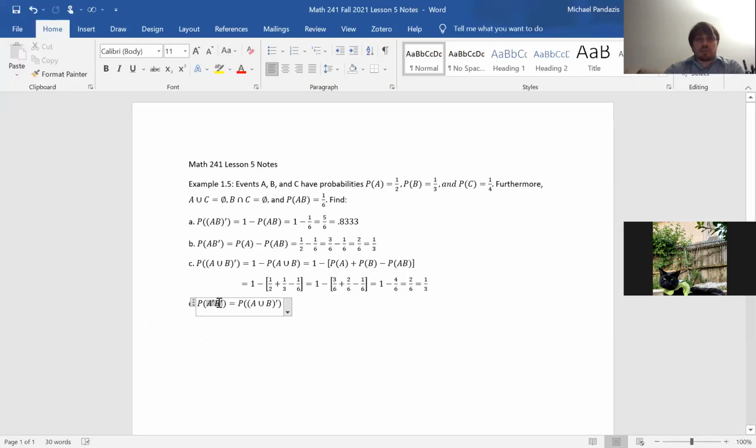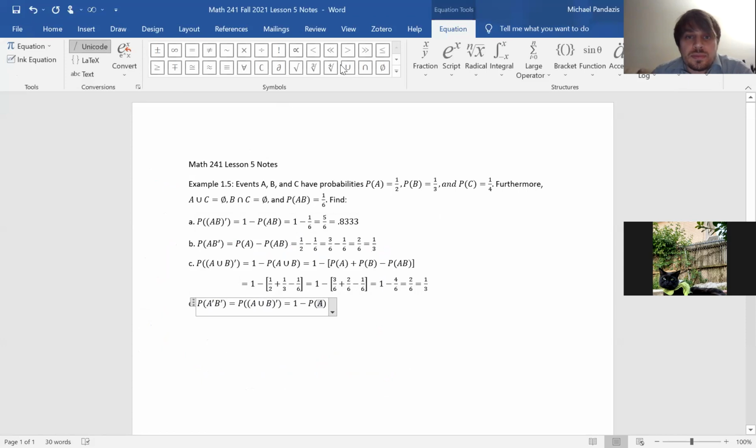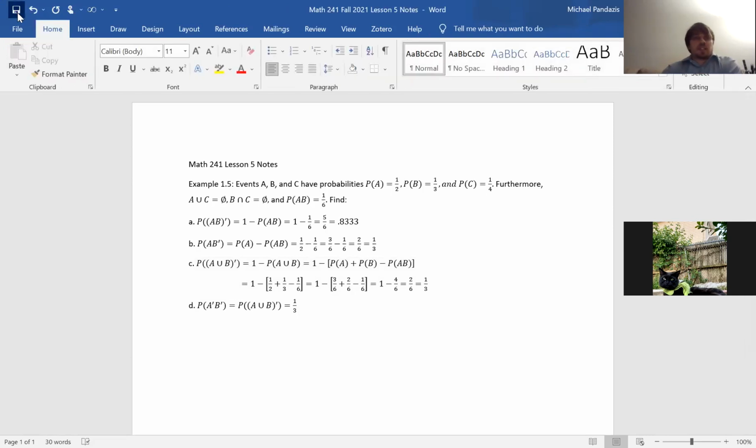So then we can replace A prime B prime with the equal set A union B in parentheses prime. And so the probability of A prime B prime is equal to the probability of an equal set, which is A union B prime. And so it's equal to 1 minus the probability of A union B. We already found this probability. The probability of A union B prime, we already found, was 1/3. So it's the same as the probability we found in C.